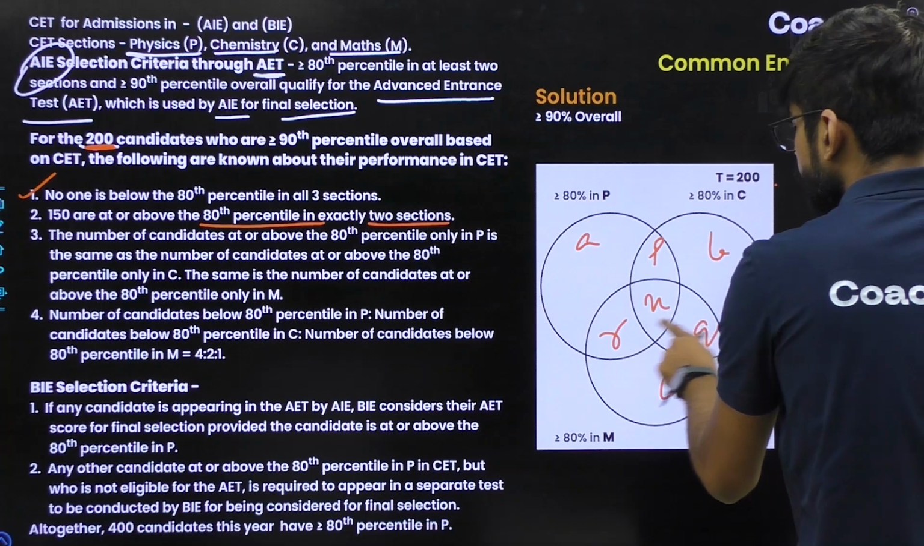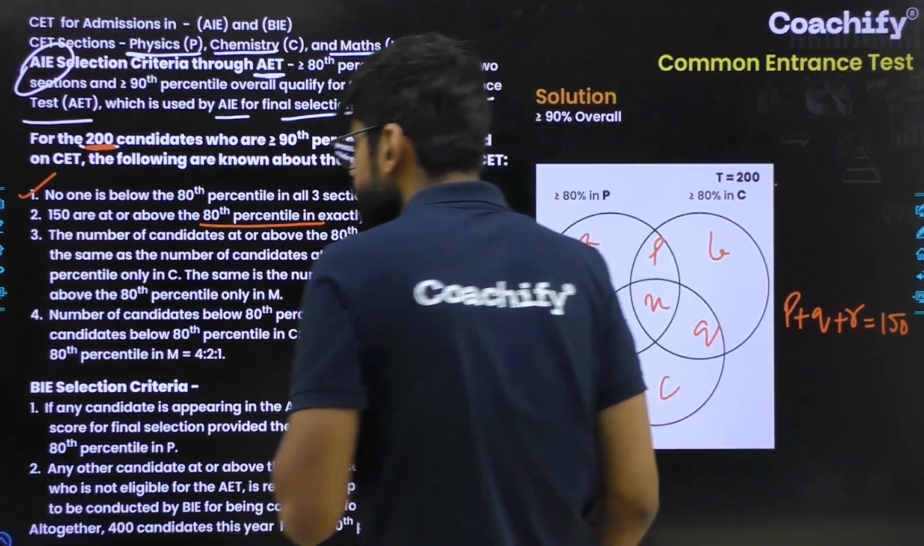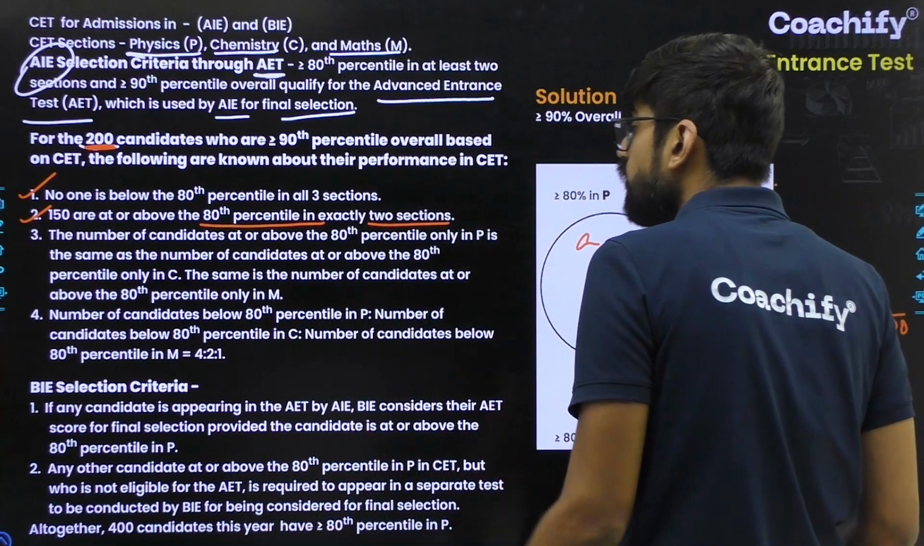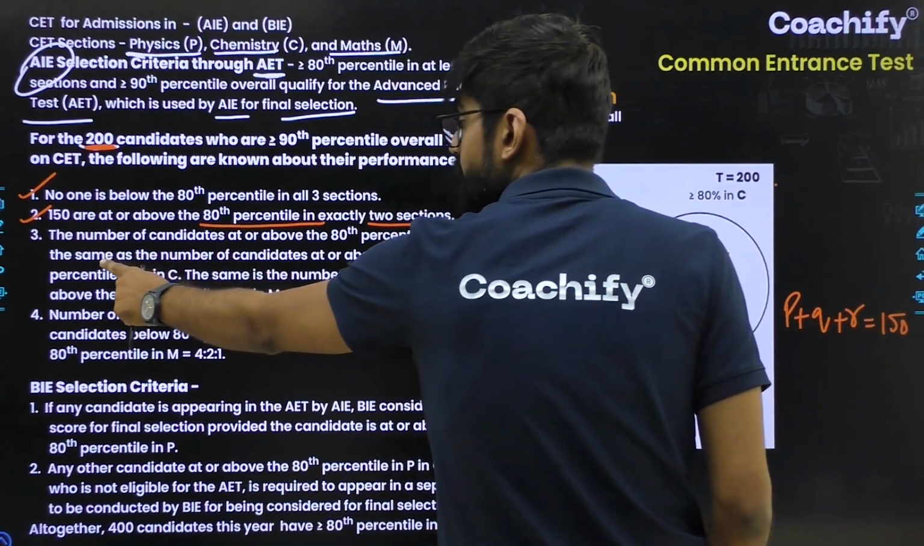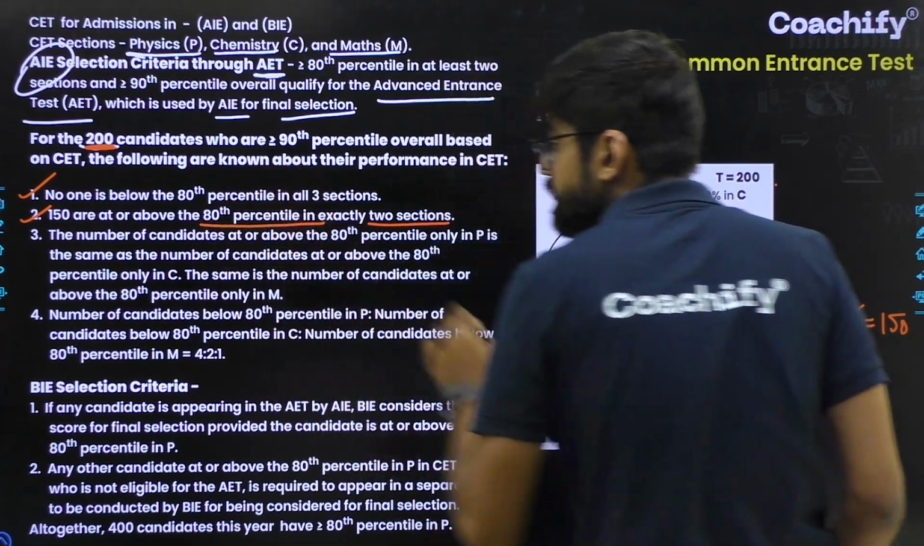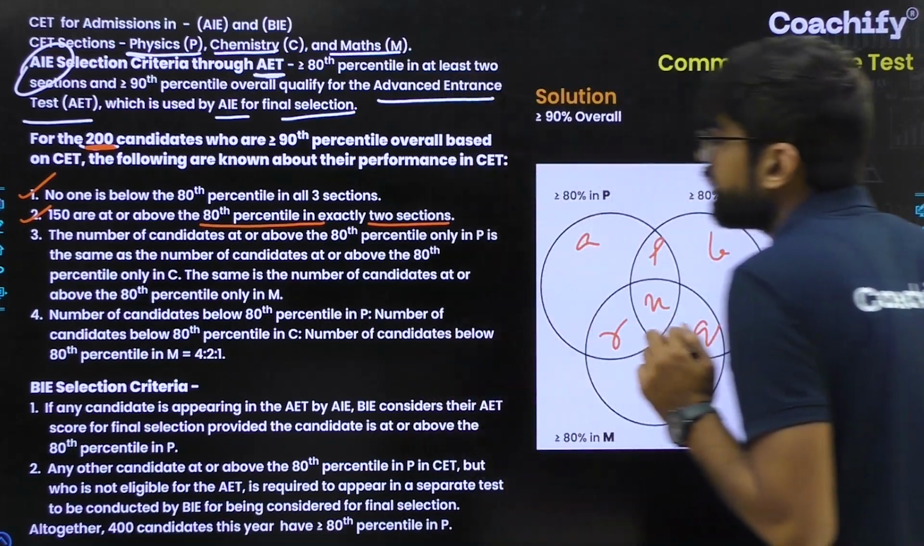That means the sum of these candidates is 150. This is what we are provided with. This is our first equation. Next it says the number of candidates at or above 80 percentile only in P is same as the number of candidates at or above the 80 percentile only in C. The same is the number of candidates at or above 80 percentile only in M.